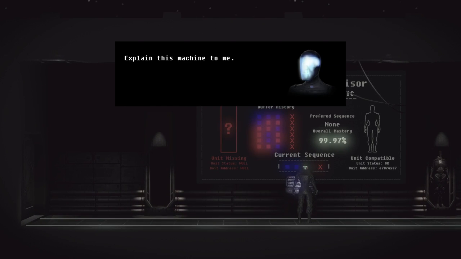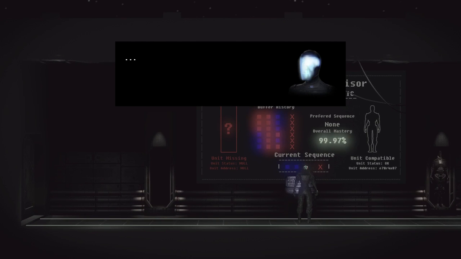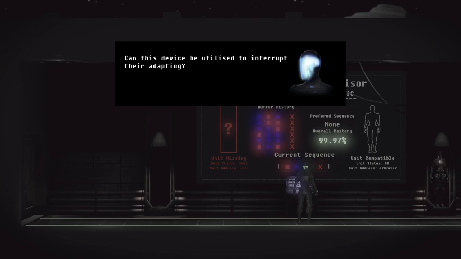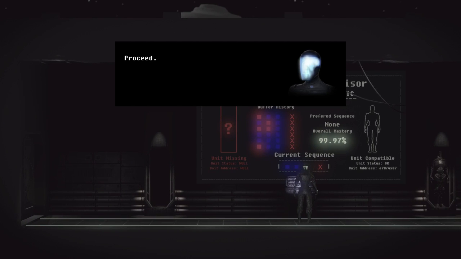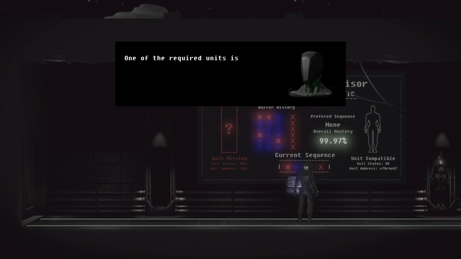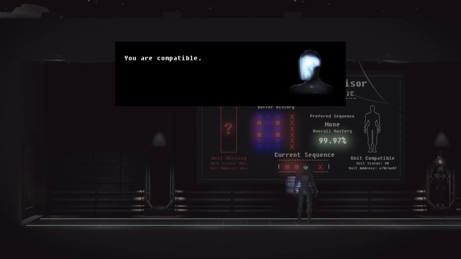Explain this machine to me. The many are processing my combat prowess, and I always choose the best maneuvers. We are doomed. Can this device be utilized to interrupt their adapting? Setting it to debug mode would enable us to manually input data. Proceed. No. Oh, one of the required units is missing. You are compatible. I am not compatible.